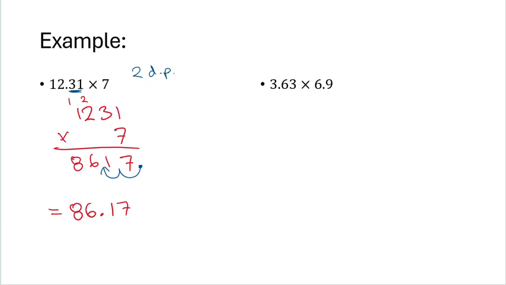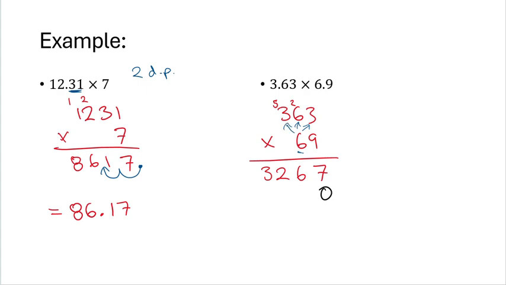The next one here, we have 363 times 69. 3 times 9 is 27. Plus 2. 6 times 9 is 54. Plus 2 is 56. Carry the 5. 3 times 9 is 27. 27 plus 5 is 32. Now what you're going to do is add in a 0 underneath. And then you start multiplying from this 6 towards all these numbers here. Okay, just like that.